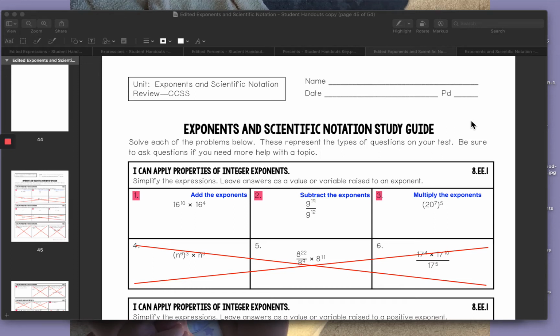Hello everybody, today you have the Exponents and Scientific Notation Study Guide. Remember, the ones that are highlighted in pink are the ones I want you to write on your packet, or if you're using Kami, write it on Kami.